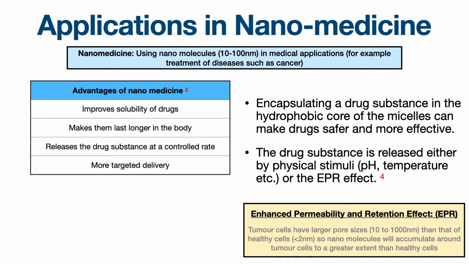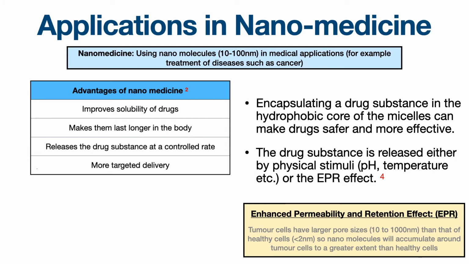Now we know a bit about what nanomedicine is, let's talk about how it can be used. Essentially, a drug substance is encapsulated in the hydrophobic core of the micelles. This helps to stabilise drugs, particularly if the drugs are hydrophobic, so won't normally dissolve or be as soluble in the bloodstream. It helps to stabilise and solubilise them in the hydrophobic head of these micelles, so they're more easily able to be delivered to the target site.